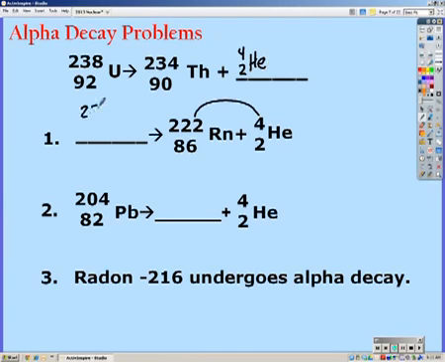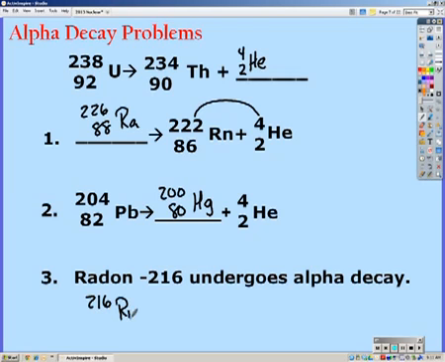So 222 plus 4 gives us 226, and 86 plus 2 gives me 88. 88 refers to radium. 204 is equal to something plus 4, which is 200. And 82 minus 2 gives me 80, or mercury.